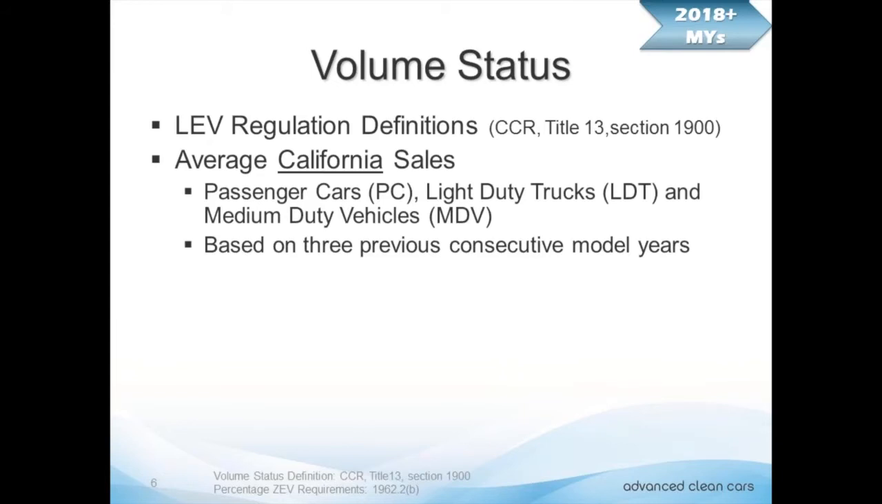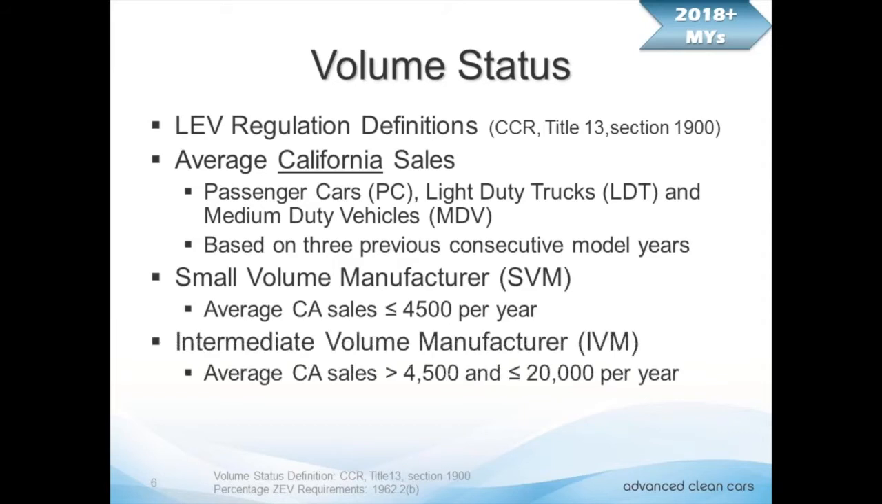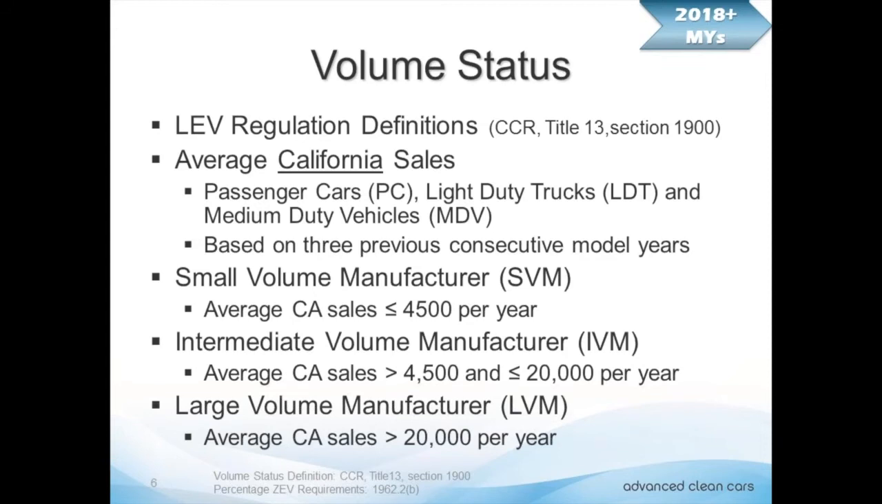I have underlined the word California because even though manufacturers have individual requirements in each of the Section 177 ZEV states, a manufacturer's volume status is always based on its average California sales volume. A company that has average California sales of less than 4,500 vehicles is considered a small volume manufacturer, or SVM. A company with average sales between 4,500 and 20,000 vehicles is considered an intermediate volume manufacturer, or IVM. Finally, a company with average sales greater than 20,000 vehicles is considered a large volume manufacturer, or LVM.